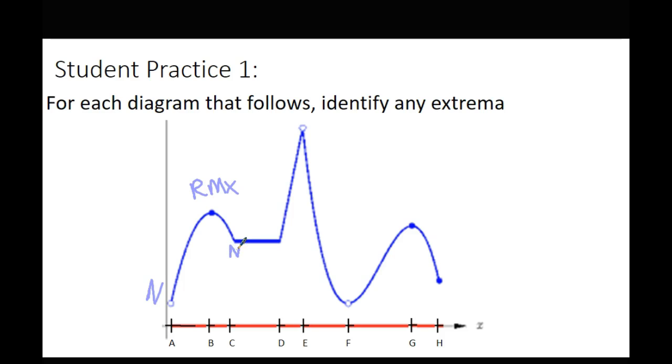It's neither, because to the left is greater, to the right is equal. Remember how a relative min or max has to be greater or less than every point to its immediate right or left. To the left, it is less than every point, but to the right, it's equal to. So that's not a relative min. That was a tricky one.